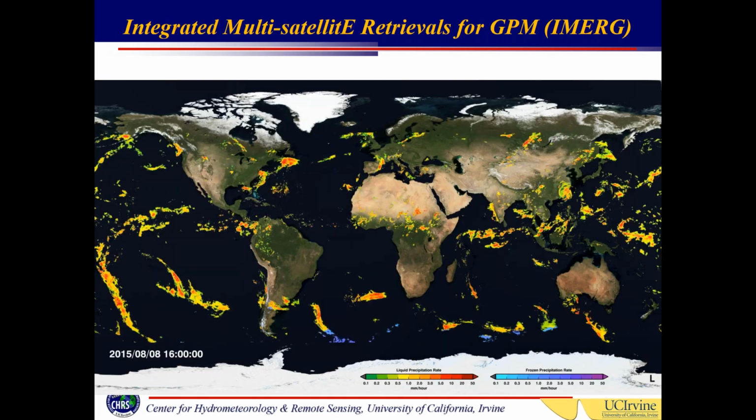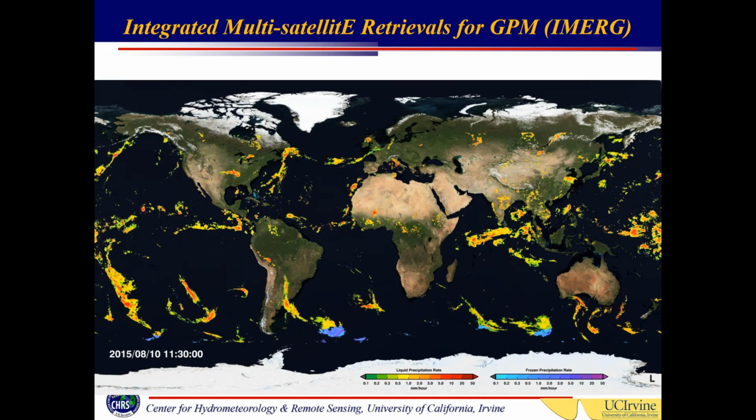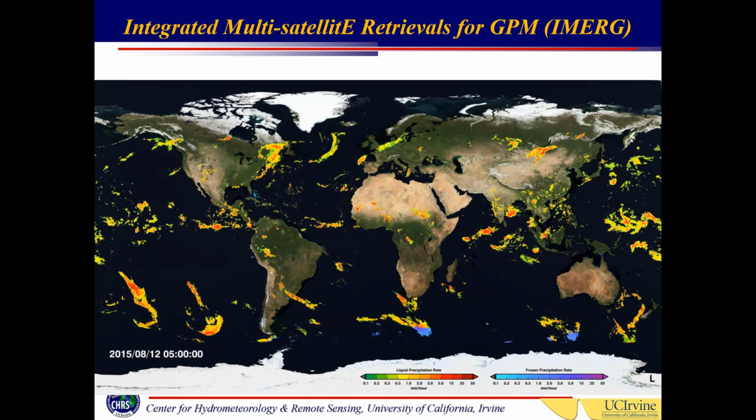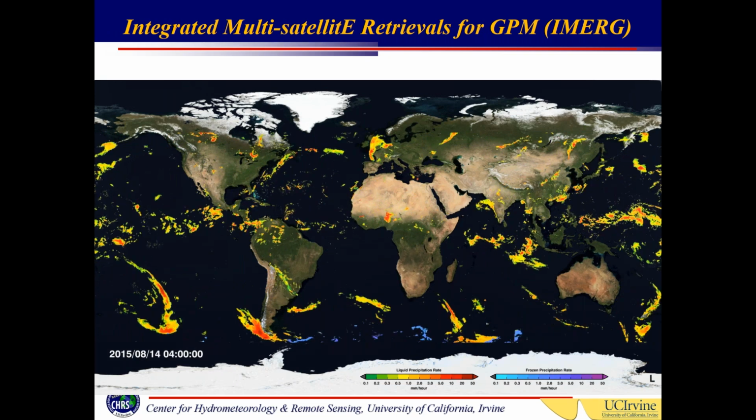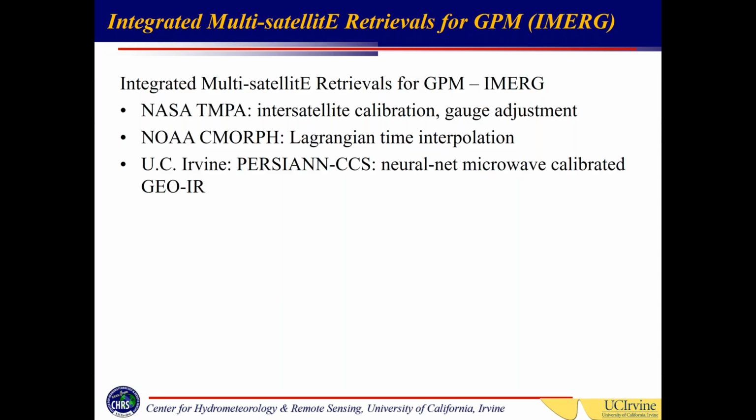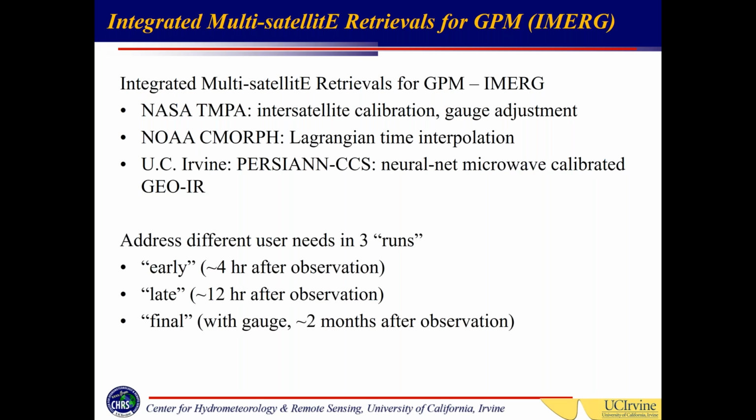And this product is widely used by the community. It is a one day build for the global coverage, and the product has been evolving over time. And our position is working with them as a complement to their estimates and putting them together for the global estimates. The product provides different latencies: early is about 4 hours, the late would be like 12 hours, and the final would be with gauge information, probably 1 to 2 months after observation.